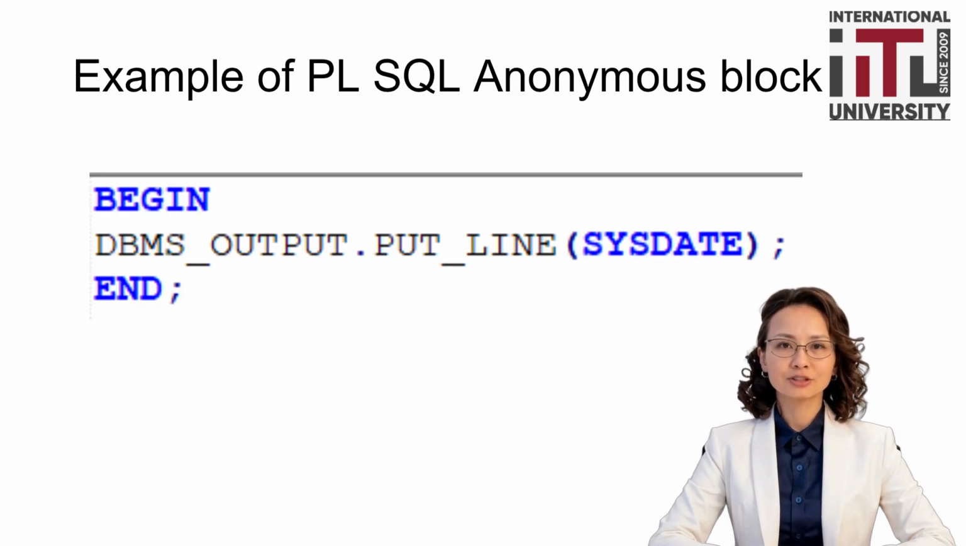Consider a PL/SQL anonymous block that calculates the sum of 2 numbers. Begin with the declare section to define variables, followed by the begin section to perform the calculation. Finally, use DBMS_OUTPUT.PUT_LINE to display the result. This structure allows for quick testing without permanent database changes.